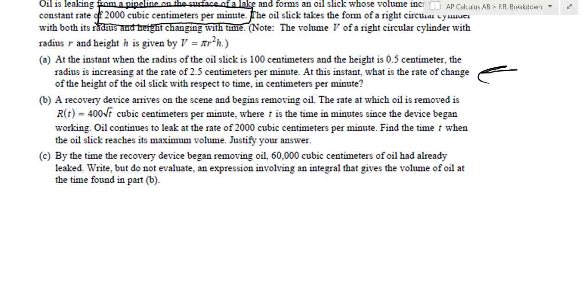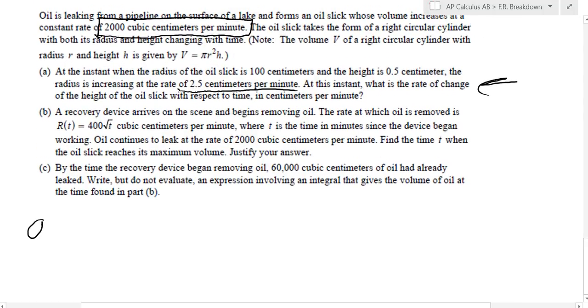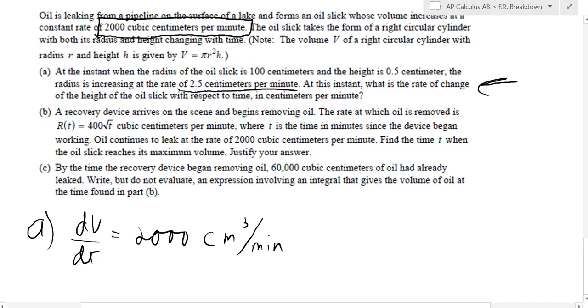They're also giving me the fact that the radius is increasing by 2.5. So remember we said with these related rates situations, which is kind of weird for them to throw out here in a free response question, to list out what we know. We know dV/dt is 2,000 cubic centimeters every minute. And we also know the rate of change of the radius, dr/dt, is 2.5 centimeters per minute. That's in centimeters because it's a radius, it's just a length. The volume is in centimeters cubed because it's three-dimensional.